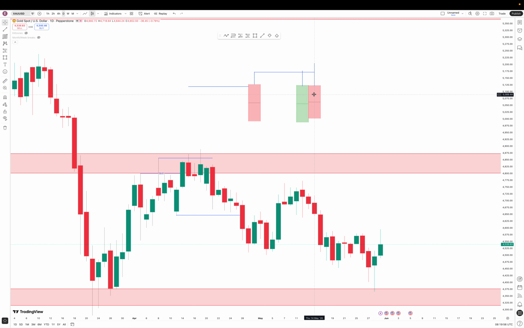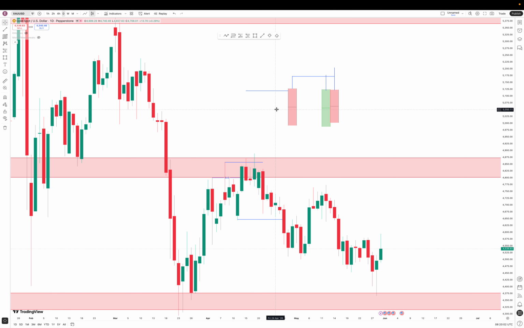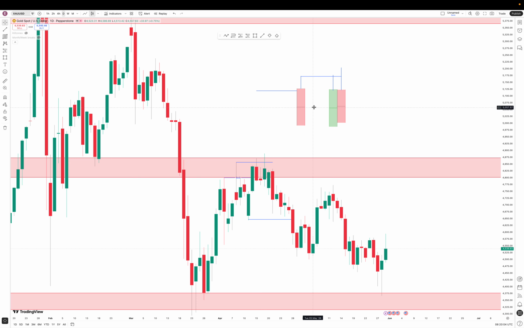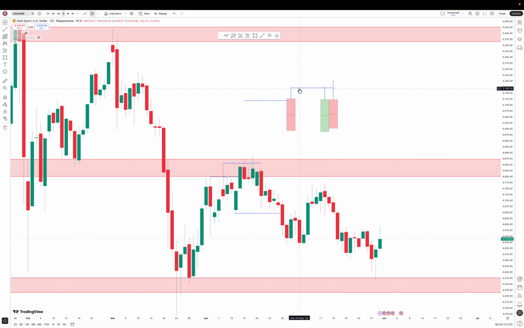You should do your research about this. I don't have to break everything down to you. You also do your research. Don't take my words for it. Do your research, guys. This is what I learned after a few years of trading. So this is a valid break of structure. That's what we can see here. Also, it happened here.